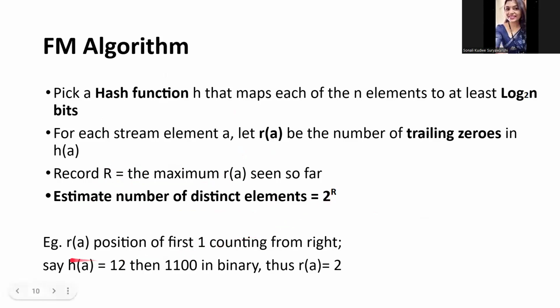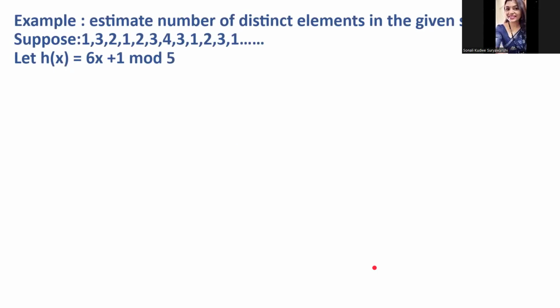So for example, if R of A is the position of the first one counting from right, and H of A is, let's say, 12, then trailing zeros are nothing but 2 here, because this is the first one starting from right. That means 2 are the trailing zeros that I'm seeing so far. That means my R of A is 2. And if 2 is the max value, then 2 raised to power 2 will be 4 distinct elements that I'm getting. Right. Now let's try to understand it with a simple example.